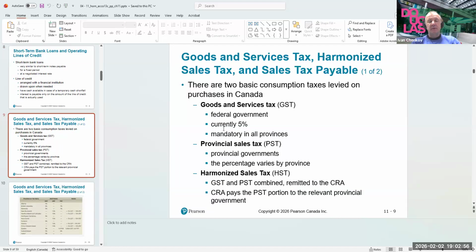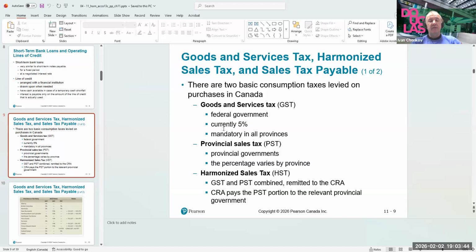Next, another short-term payable or liability is the GST, which we owe to the government. On the GST, goods and services tax, harmonized taxes, and sales taxes, as you can see, we have provincial taxes and we have federal taxes. The GST is a federal tax, 5% across Canada, whereas the provincial sales tax is set by each province, which is given the authority to choose how much they want to charge their residents as a sales tax.